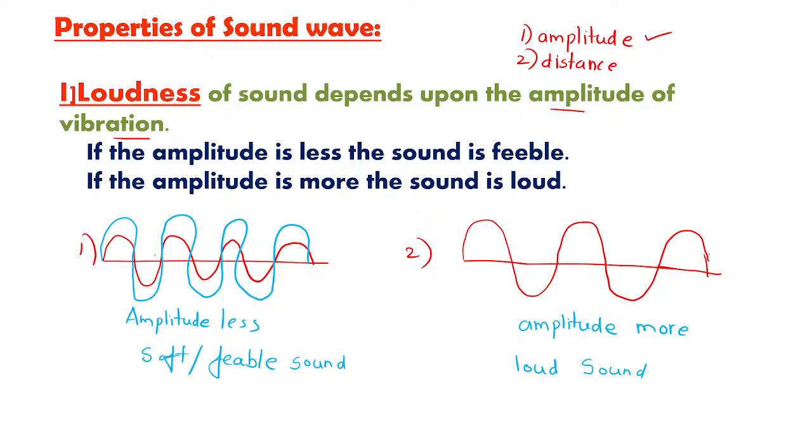There are two wave patterns in the same diagram. One is shown in red, the other in blue. Whose loudness is more? Wave 1, the red one, or wave 2, the blue one? Which will be exhibiting the loud sound? Yes, the wave with the blue color, whose loudness is more.